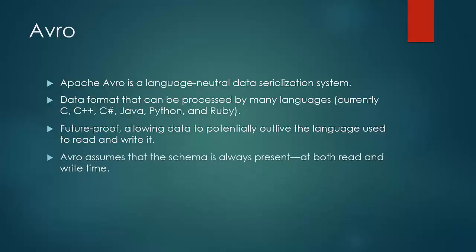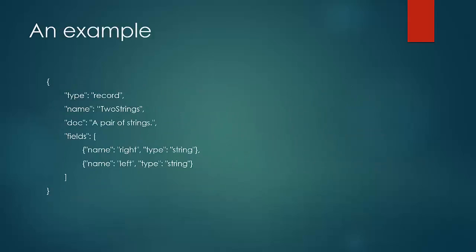Again, the important principle is the same. Avro assumes that the schema is present both at the time of read and write. Avro schemas are written in JSON. This is an example of how a schema is declared in Avro. It contains the fields and the name and the type of the fields. The schema needs to be declared in the reading and the writing programs.